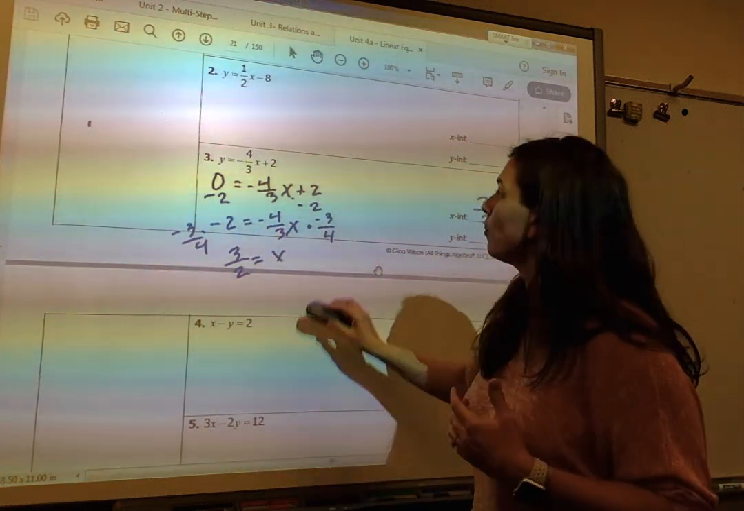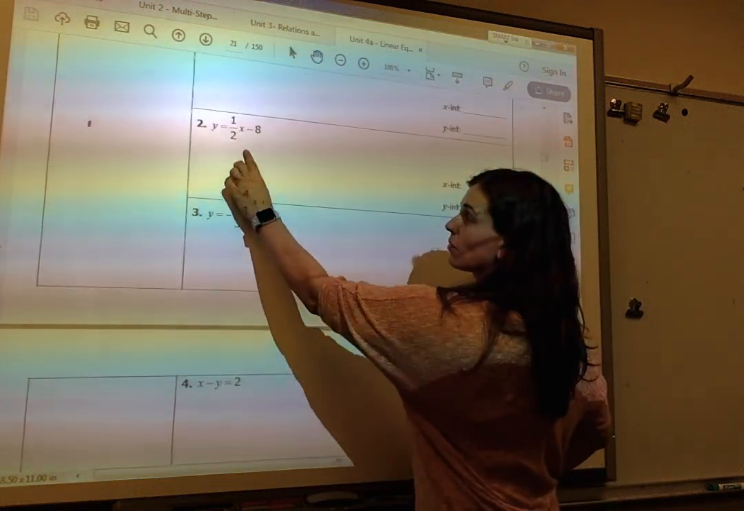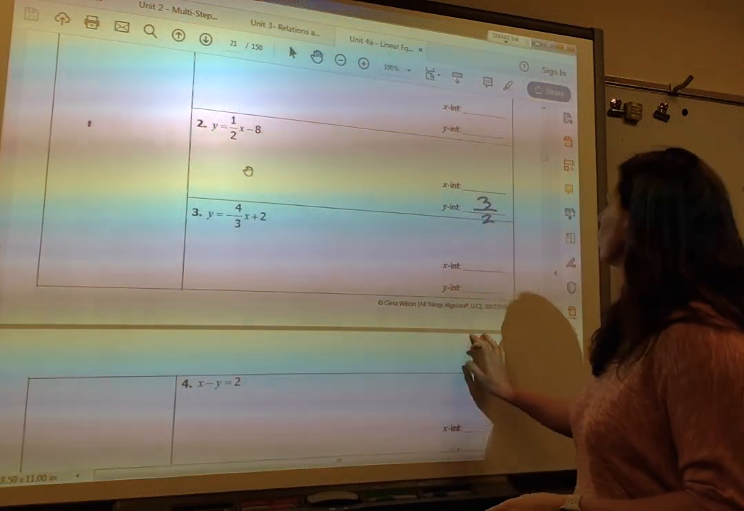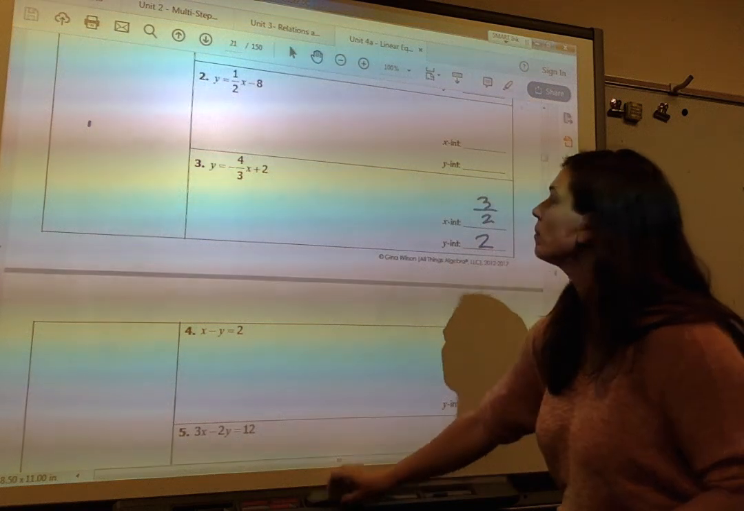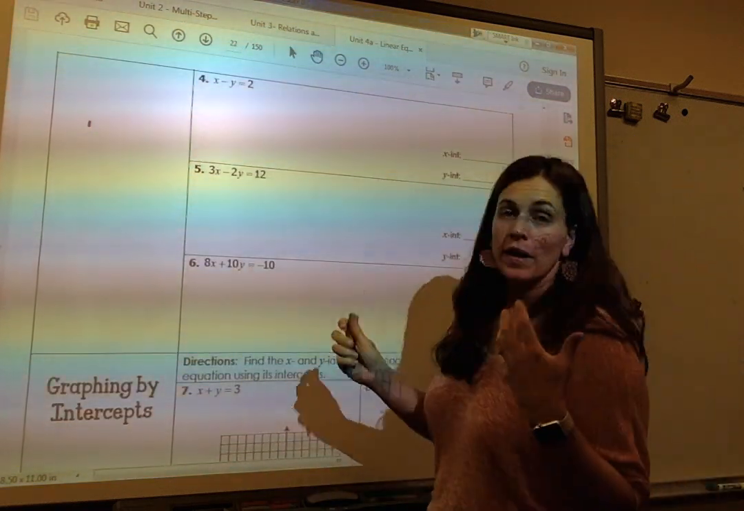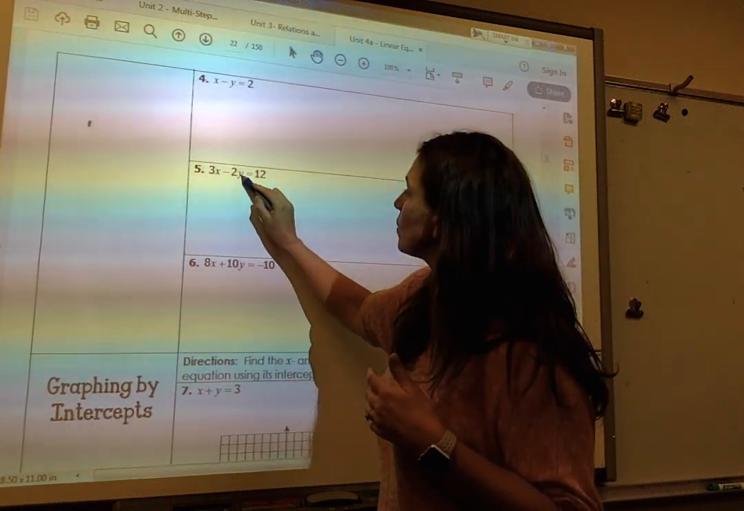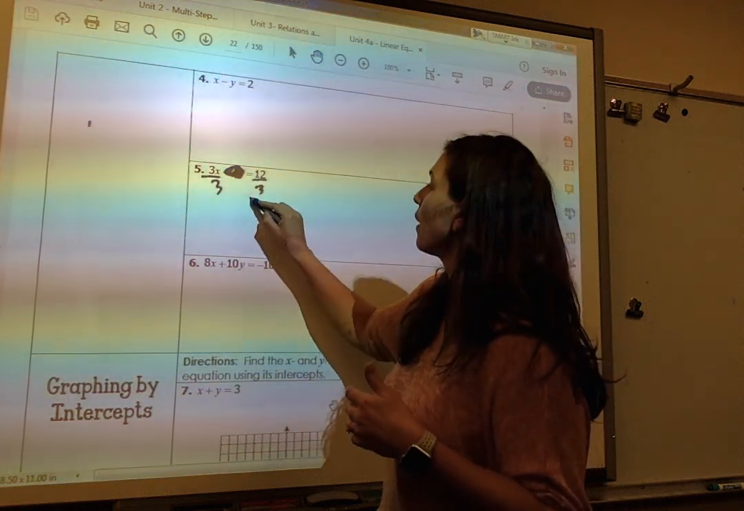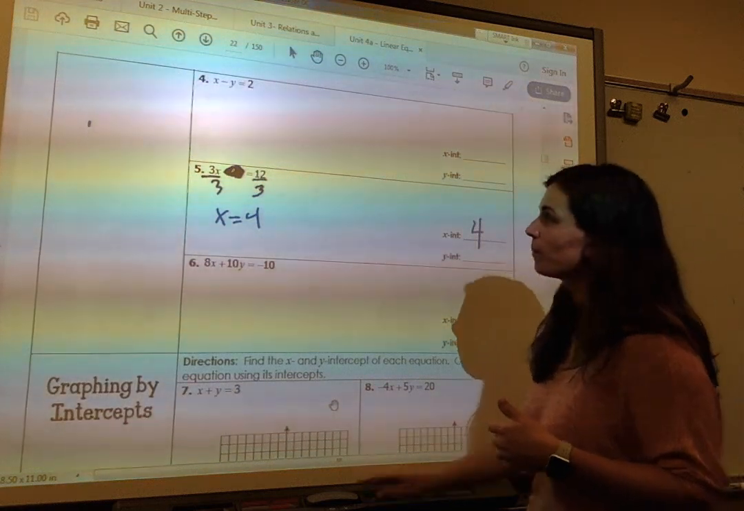My y-intercept, remember my x value is 0, so when you plug in a 0 for x, that just makes this term 0, and 0 plus 2 is 2. Okay, so 0 plus 2 is 2. All right, let's look at number 5. If I want to find my x-intercept, I know my y value is 0, so 0 times -2 is just gone, really. And then divide both sides by 3, and x equals 4. So my x-intercept is 4.